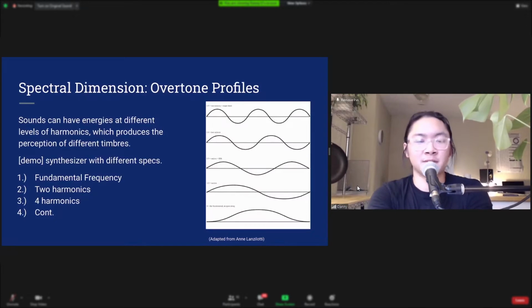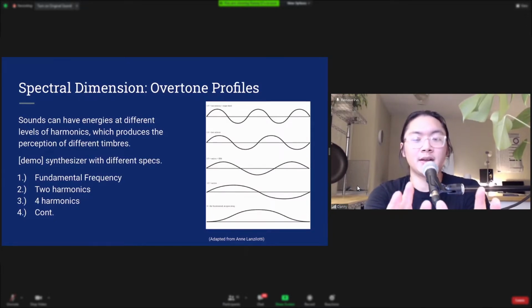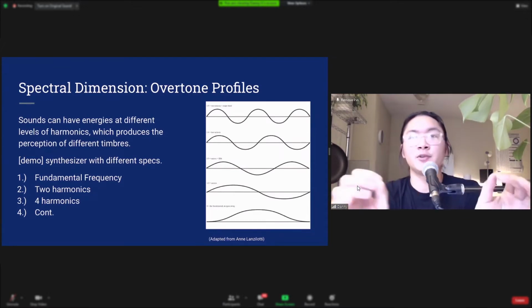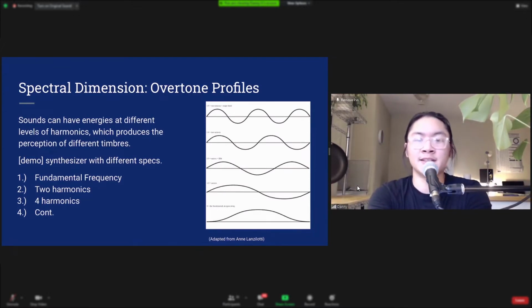So here's the spectral dimension, and the main part of the spectral dimension is the overtone. Sounds in the real world don't vibrate only at a single frequency, but at many frequencies at the same time. And those upper layers of sound frequencies are known as the overtones. So I'm going to give you guys a demonstration of how overtones can affect the timbre of a sound.